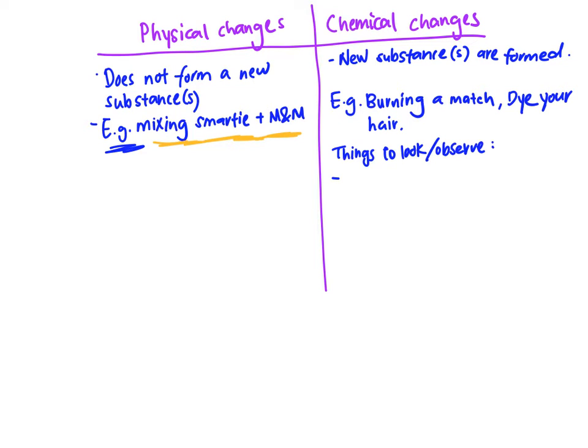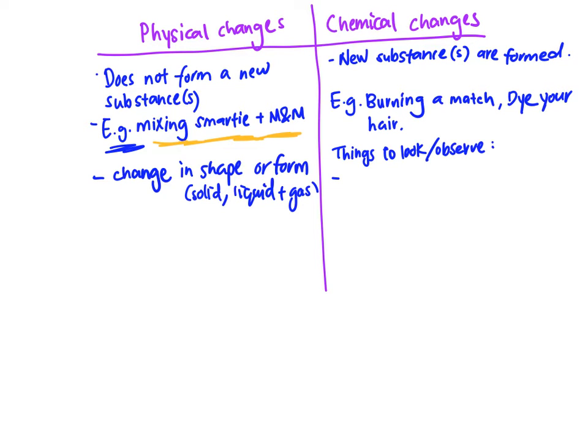However, in physical change, you do still get some changes, for example a change in shape or form. This means the change between solid, liquid, and gas. The best example is ice. When you change from ice into liquid, that means they undergo a physical change.